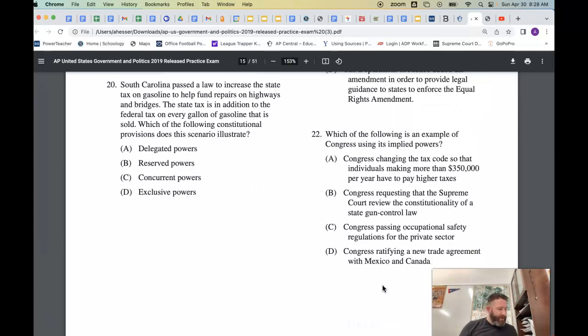22. One of the harder questions on the test, only 37% of people got this right when it was actually given as an AP exam. Which of the following is an example of Congress using its implied powers? The answer is C, Congress passing occupational safety regulations for the private sector. I think it's hard because we generally associate the actions in C with the bureaucracy, but Congress does pass regulations. And then the bureaucracy makes the rules about those regulations. Anyway, it is not an enumerated power of Congress to do that. So it's a tough question, but the best answer is C.